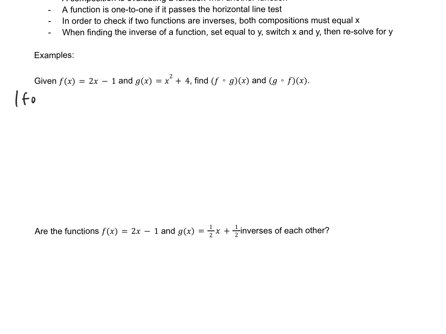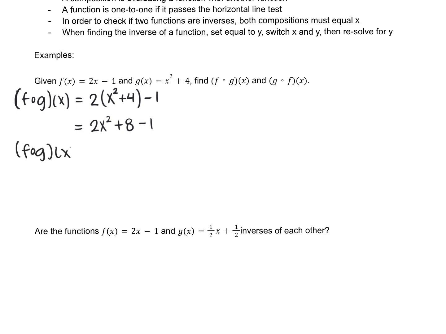So we start with f of g of x. So that means we're replacing every x in f with our equation g. So we start with 2. The x gets replaced with x squared plus 4, and then minus 1. Distributing the 2, you get 2x squared plus 8 minus 1. And then combining like terms gives us 2x squared plus 7.